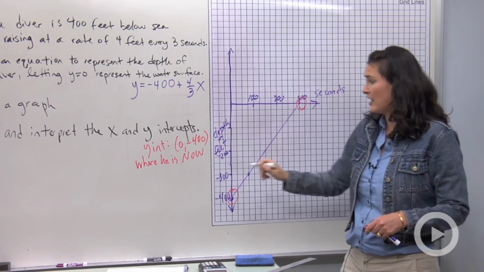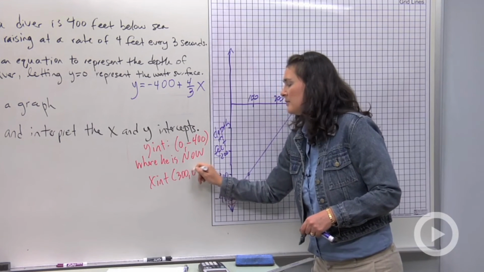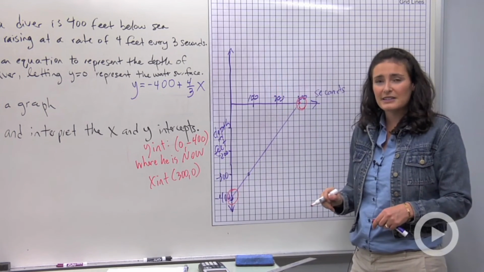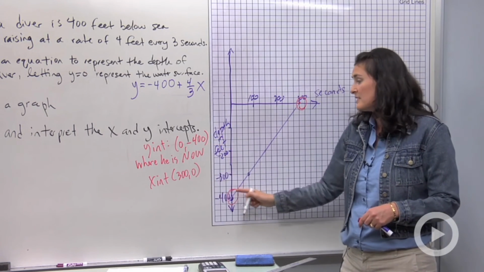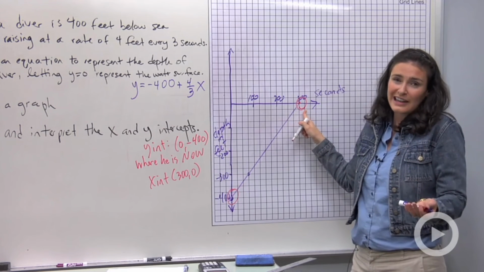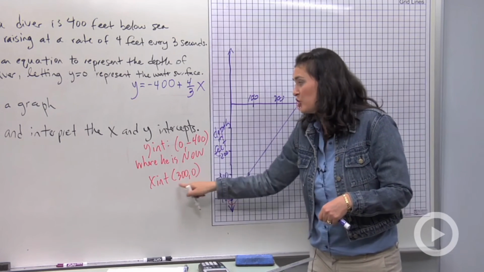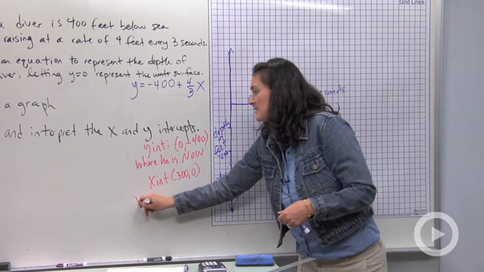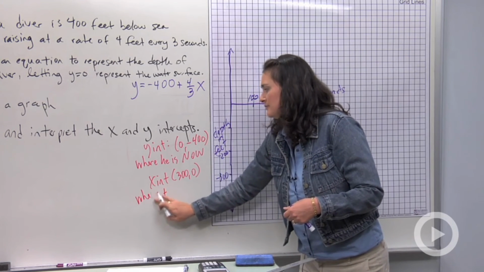Okay, now I need to find my x-intercept, where my line crosses the x-axis. There it is right there. It's the point (300, 0). Think about what that means. He used to be 400 feet below the surface. At this point, he gets to 0 feet below surface, or he hits air. So when I'm asked to interpret the x-intercept, I'm going to say this is where the diver reaches the surface, or when the diver reaches the surface.